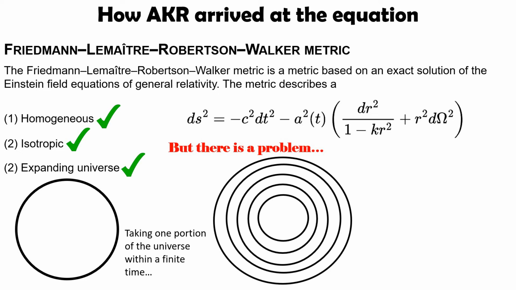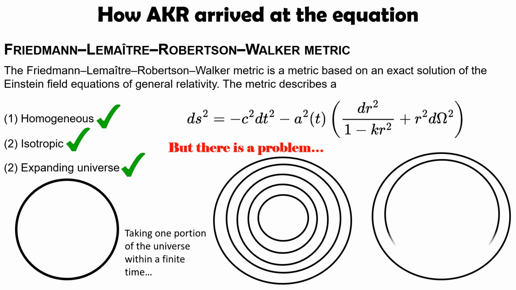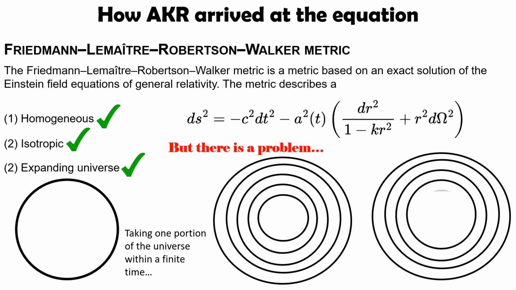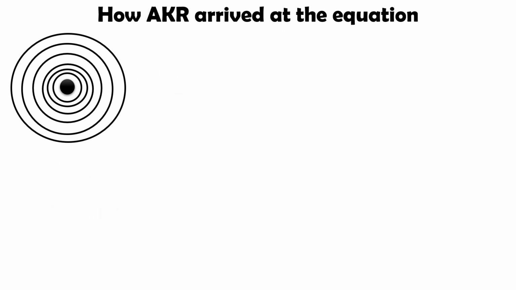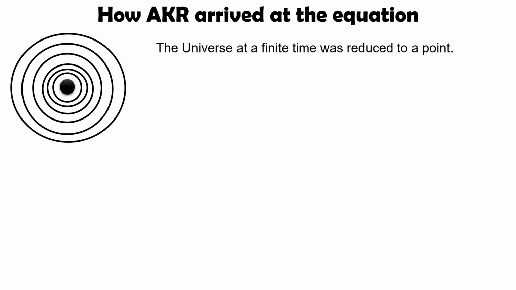Now the question is that if it is expanding right now, then at some point of time it was contracting, and further contracting, and further contracting. So with the Friedmann-Lemaitre-Robertson-Walker metric, what we get is a homogeneous, isotropic, expanding universe. That is fine. But the question that AKR asked was that if it is expanding right now, then it was contracting before. And from here, what we say is that at one point of time, the universe was nothing but a single dot, right? The universe was at a finite time reduced to a point.